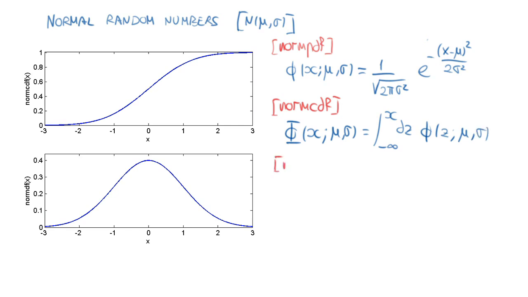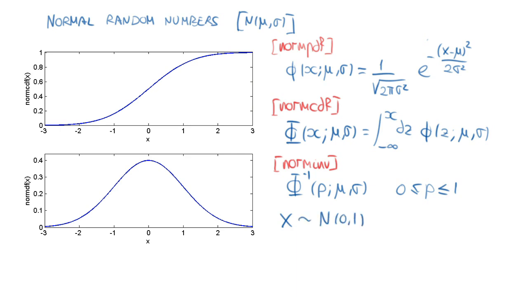Finally, the inverse of the CDF will be called norm inv, and we'll denote it as capital phi inverse, and it's a function of p, a probability, mu and sigma. Since p is a probability, it will be between 0 and 1. To generate a random number from a normal 0-1 distribution, we'll use the function randn, normal random.